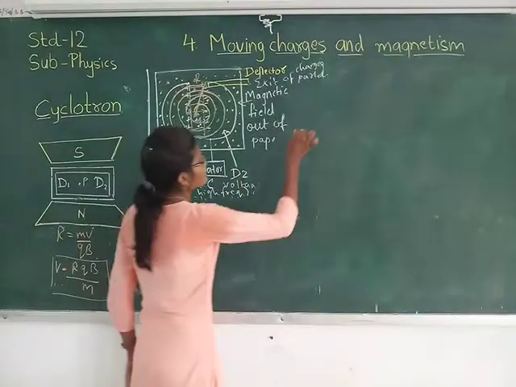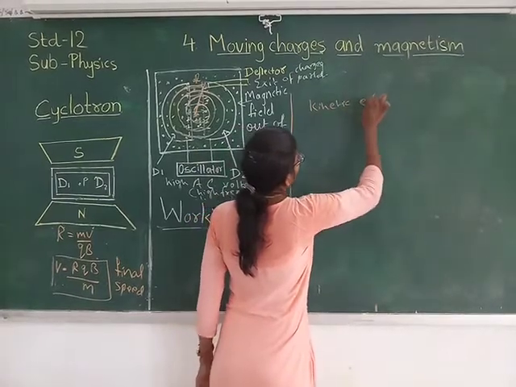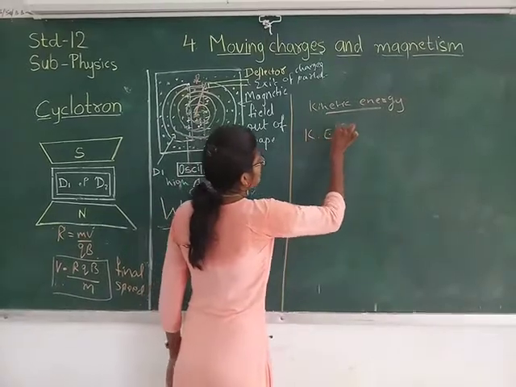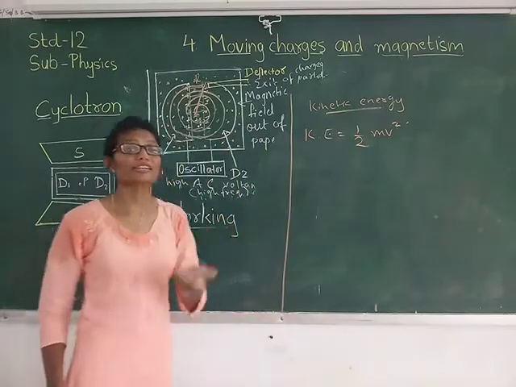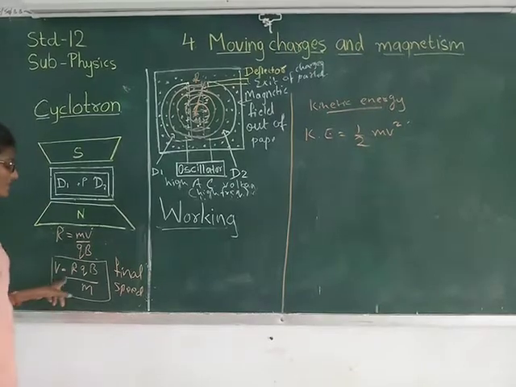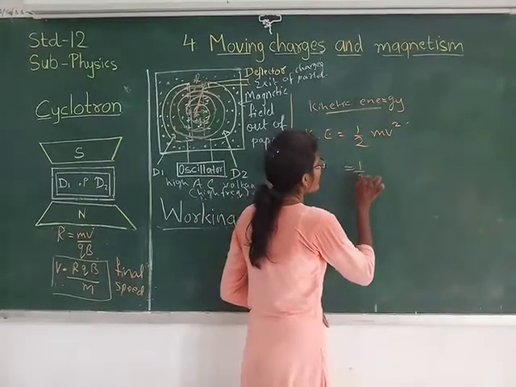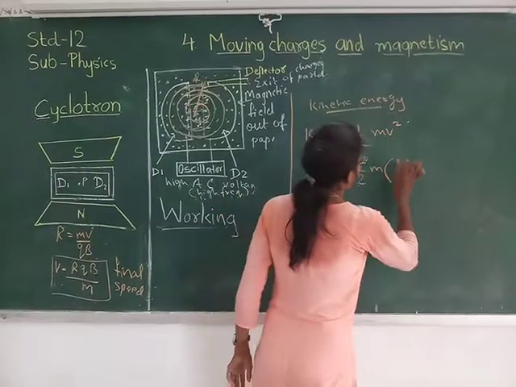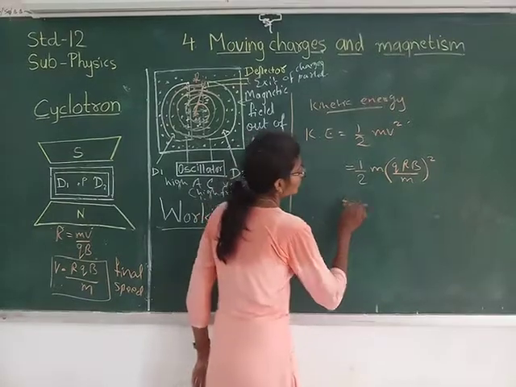Now let us see what the kinetic energy is for this charged particle. Kinetic energy, we know, is equal to half mv squared. With what energy can we accelerate that charged particle? See, the final speed v is equal to RqB upon m. So the kinetic energy will be half m, where v is qRB upon m, whole squared.